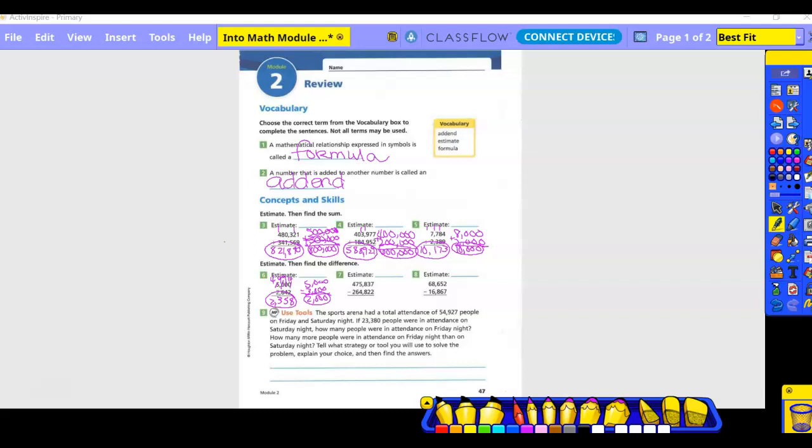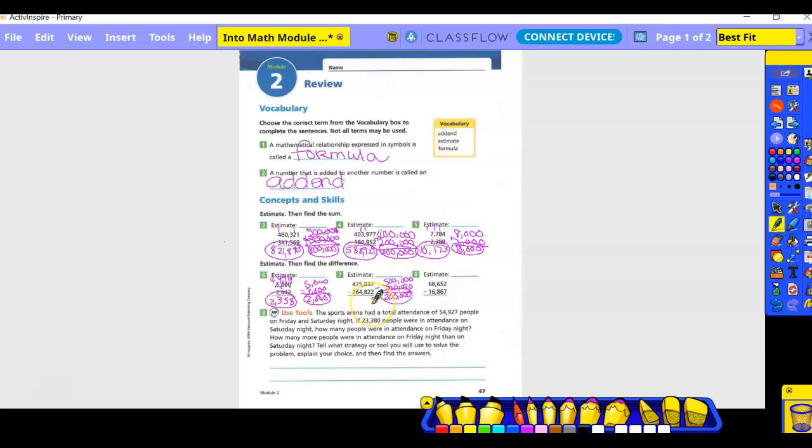Number 7, 475,837. We're going to estimate to our highest place value. Is that going to be 400,000 or 500,000? 500,000. Minus 264,822. Is that closer to 200,000 or 300,000? 300,000. So 500 minus 300 is 200,000.